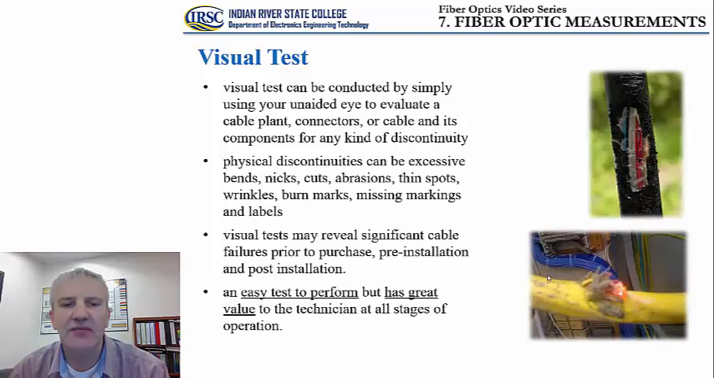Visual tests may reveal significant cable failures prior to purchase, pre-installation, and post-installation. So if you have received a fiber optic cable, you don't want to jump right away and do a measurement using test equipment. You actually want to do a visual inspection to make sure that there is no visual damage. This is an easy test to perform, but on the other side has great value to the technician at all stages of operation. That's the takeaway from this slide: it's very important to perform the visual test before you resort to any further measurement using test equipment that is specific to fiber optic communications.